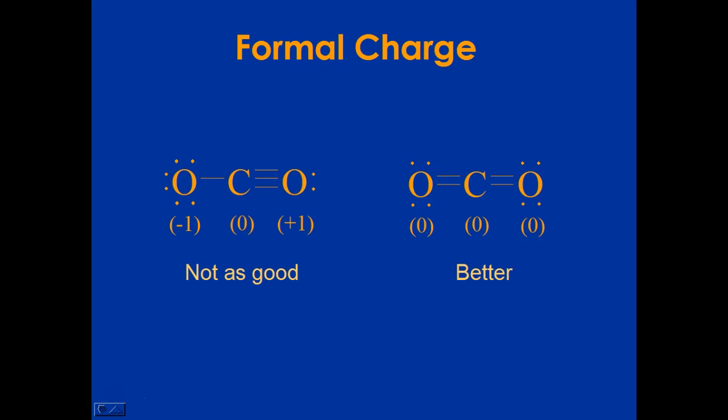And again, the closer you can get all the atoms in your molecule to have formal charges of 0, the more stable it's going to be. So double bonded oxygens on both sides is more stable. It's also going to make your molecule not be polar.